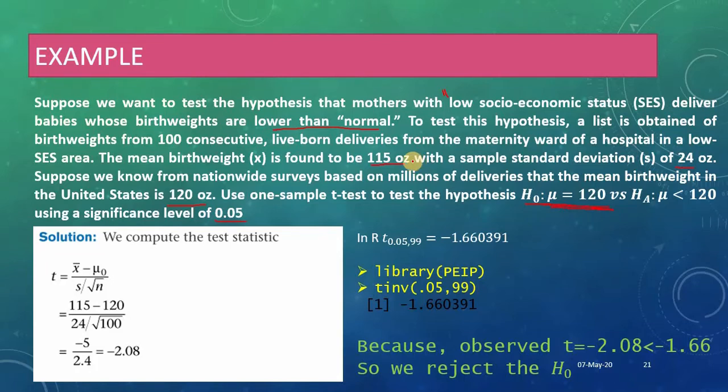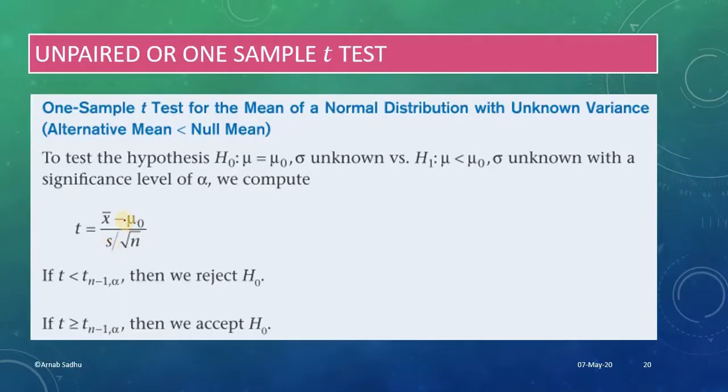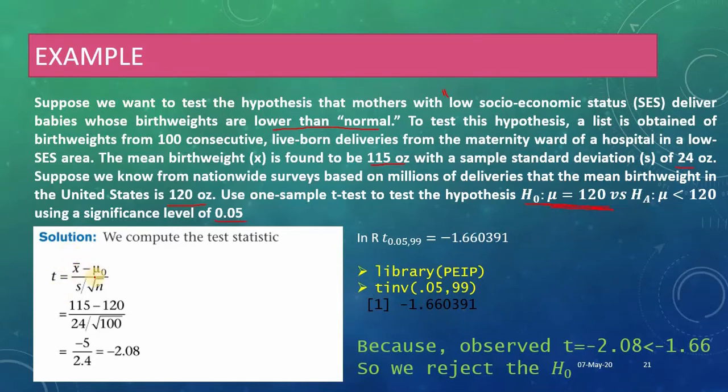We compute the test statistic going by this formula, x bar minus mu 0 divided by s over root n. So x bar, which is the sample mean here, is 115, and the population mean is 120, divided by s, which is the standard deviation of the sample, which is 24 here, and by the square root of n, where the number of patients is 100.